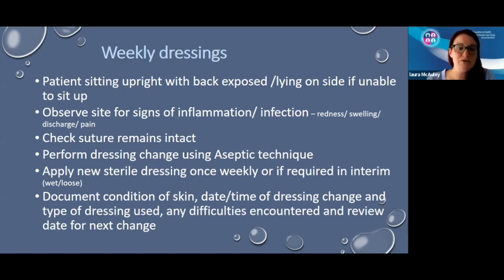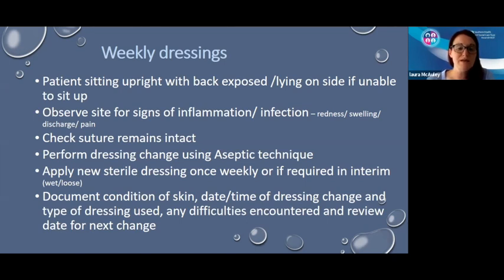You want to perform the dressing change using an aseptic technique, always, of course. And you're going to be applying a new sterile dressing once weekly, or if required in between, so if it's got wet or loose or dirty. And once patients are established with nephrostomy care, that can be done by a carer or by a next of kin. It doesn't always have to be nursing, but they need to be trained how to do it cleanly and well.